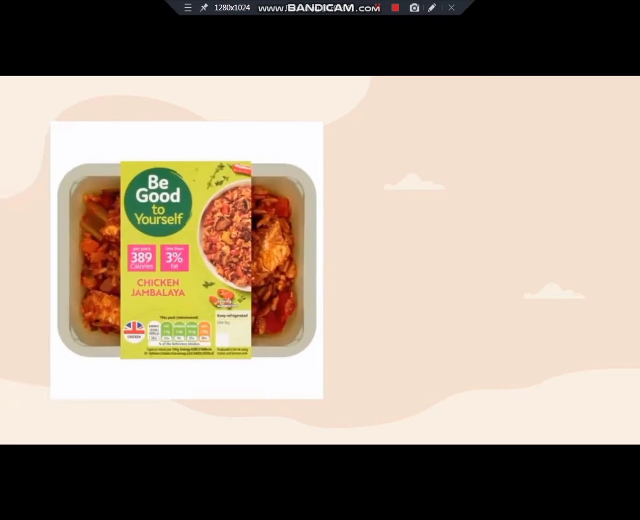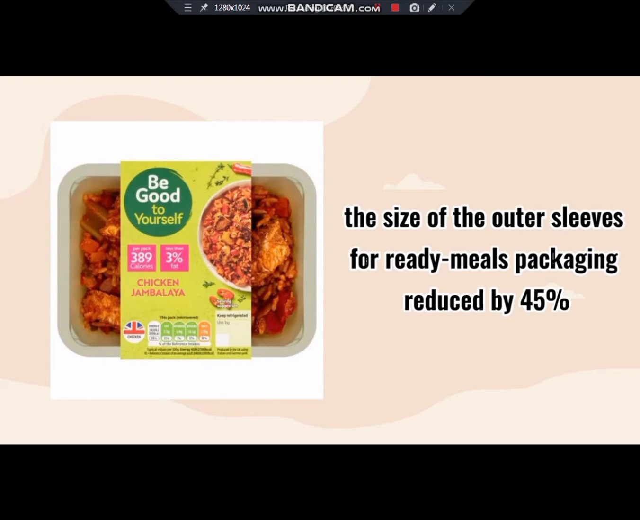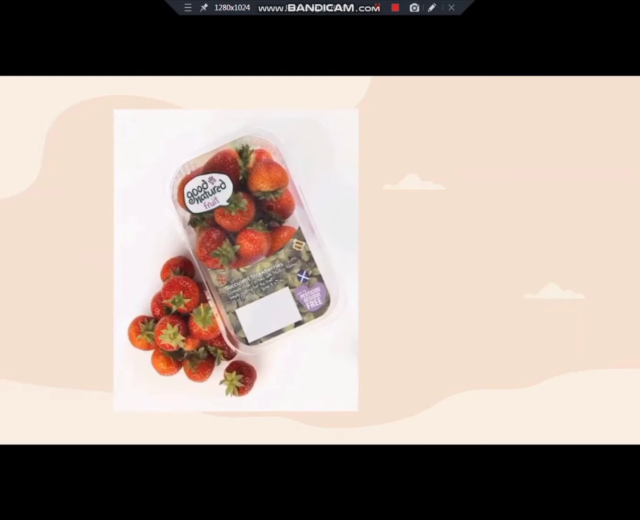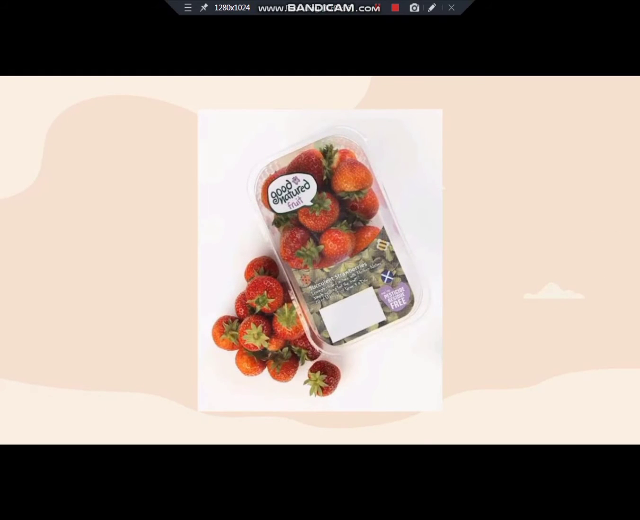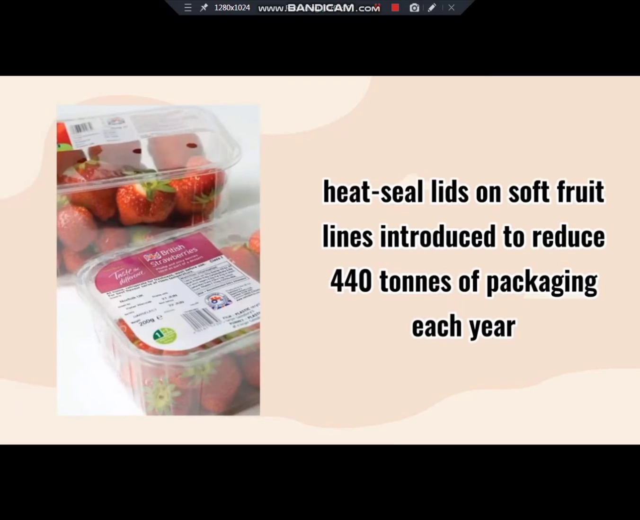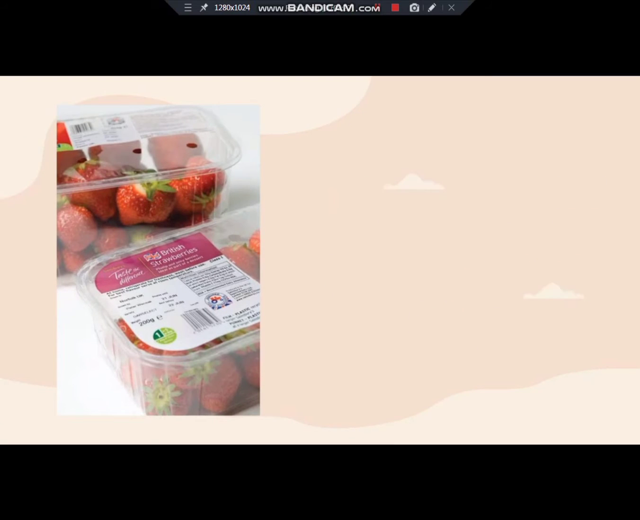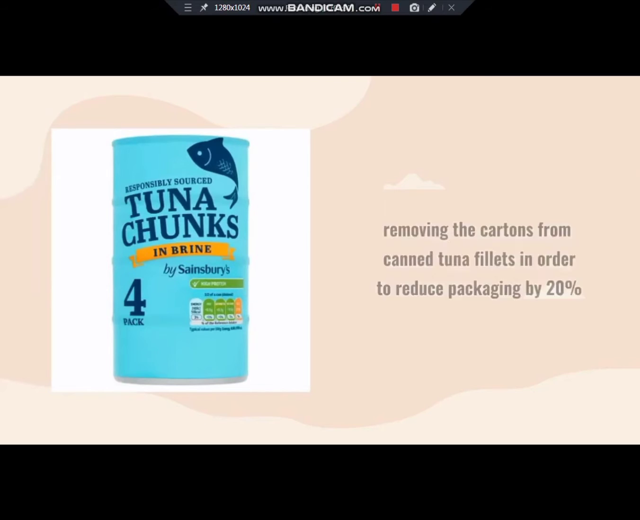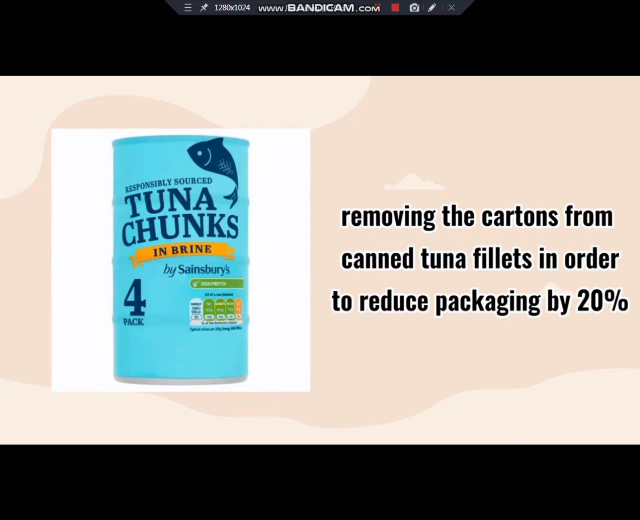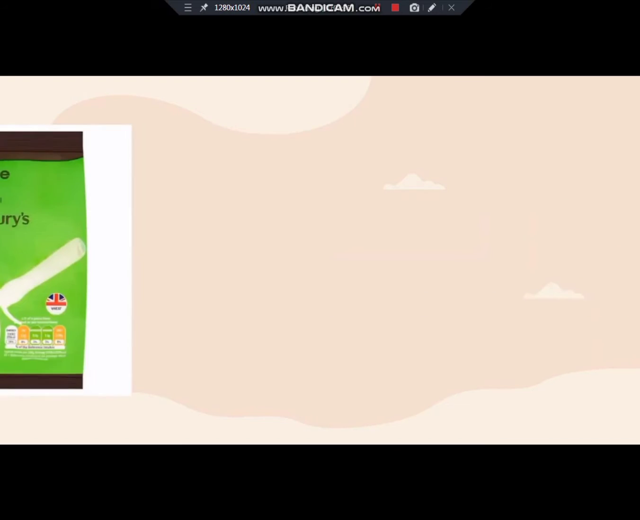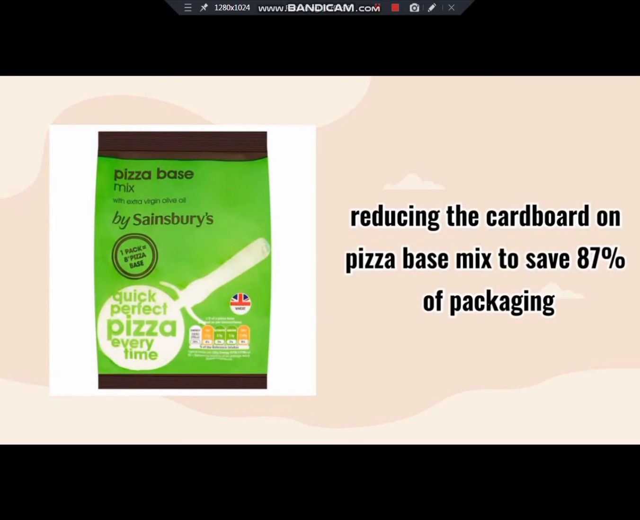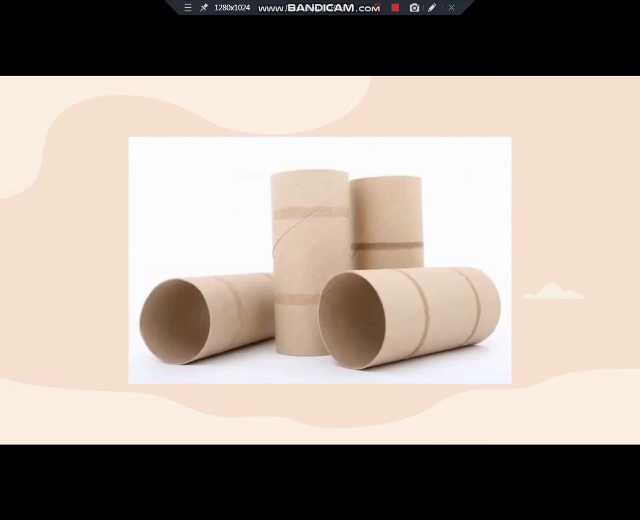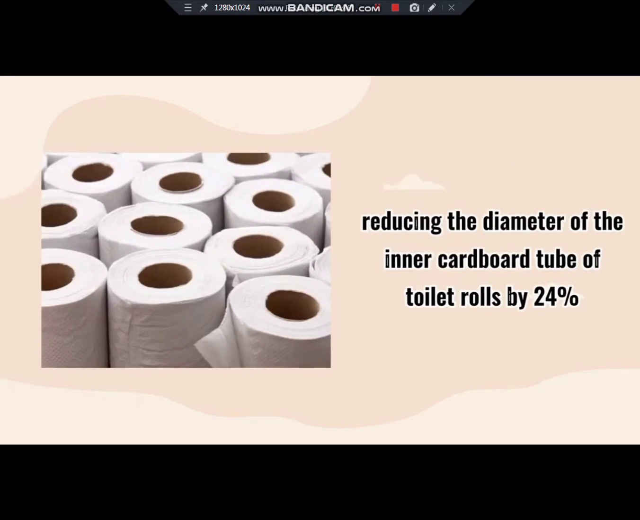Next, the size of the outer sleeves for ready meals packaging reduced by 45%. And next, heat seal lids on soft fruit lines introduced to reduce 440 tons of packaging each year. And next, reducing Easter egg packaging by 57%. And next, removing the cartons from canned tuna fillet in order to reduce packaging by 20%. And next, reducing the cardboard on pizza base mix to save 87% of packaging. Reducing the diameter of the inner cardboard tube of toilet rolls by 24%.